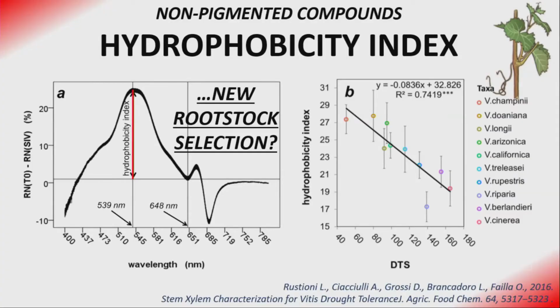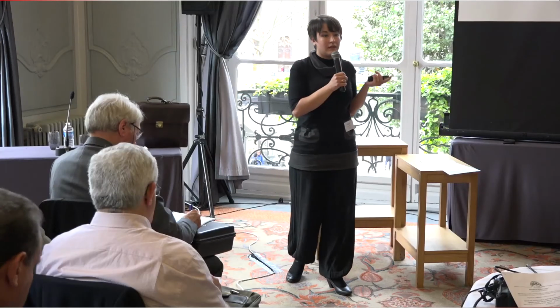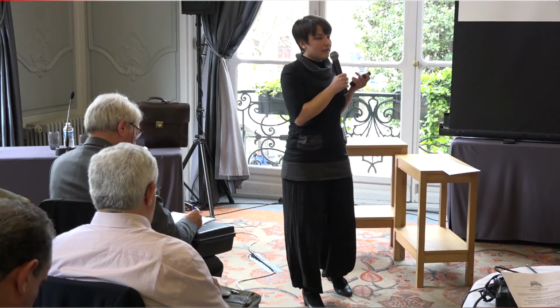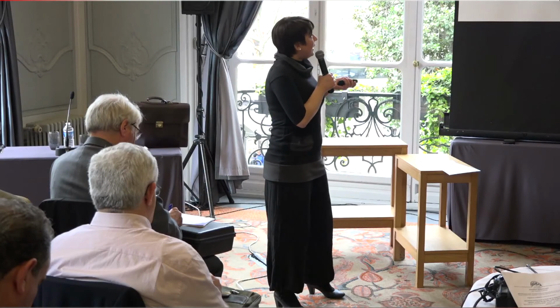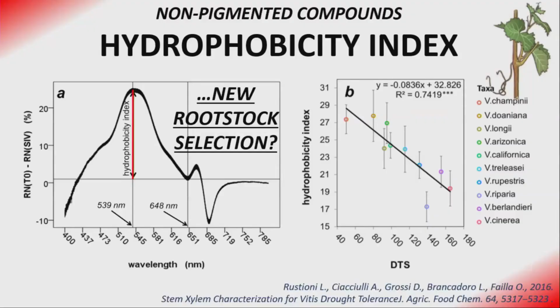We did this reaction and tested 10 different Vitis species, so very different plants. And we saw that the hydrophobicity of the stem was strongly correlated to the expected drought tolerance of the different species. And we think that this approach, as it is fast and low cost, could be a good support for new rootstock selection.